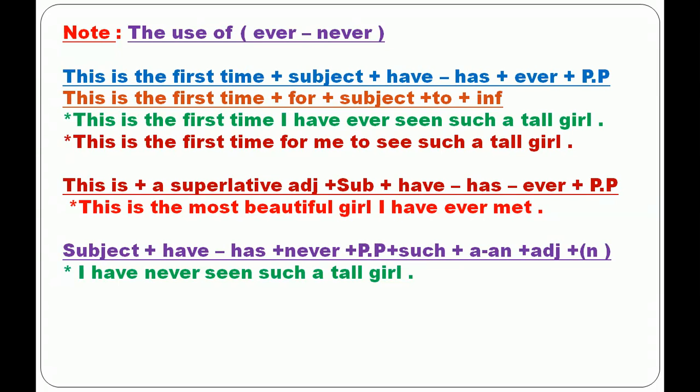Also, we can see the use of never in this structure: subject plus have or has plus never plus past participle, such a or an adjective and a noun. For example, I have never seen such a tall girl.